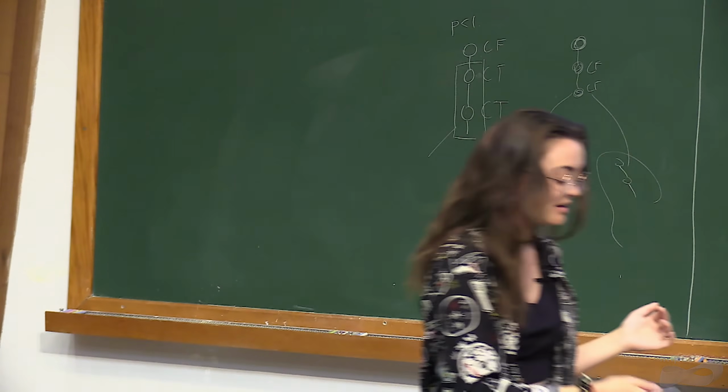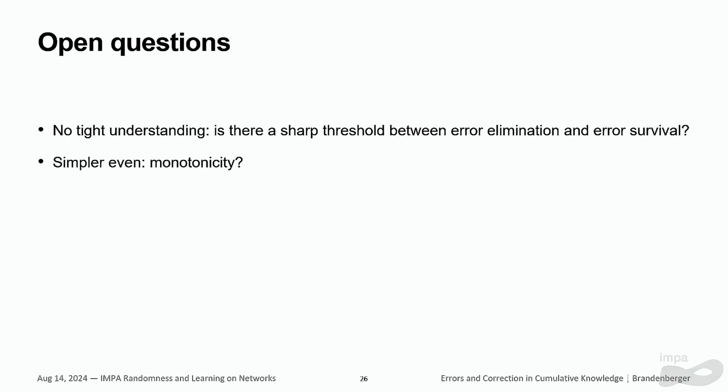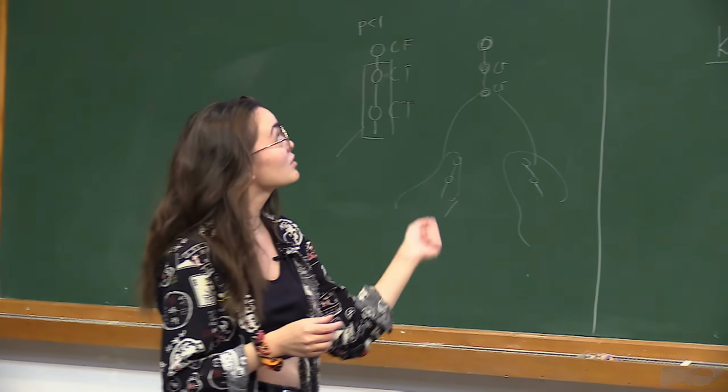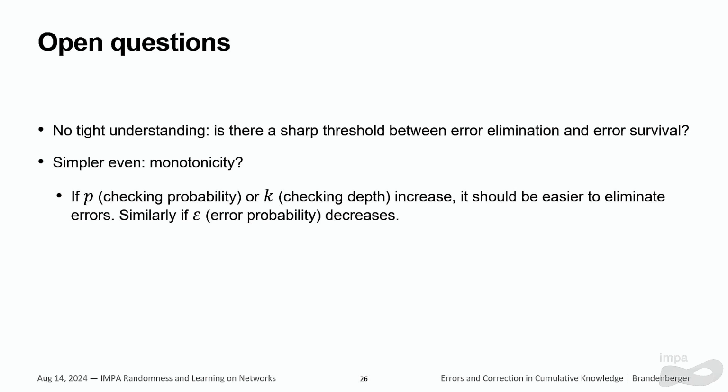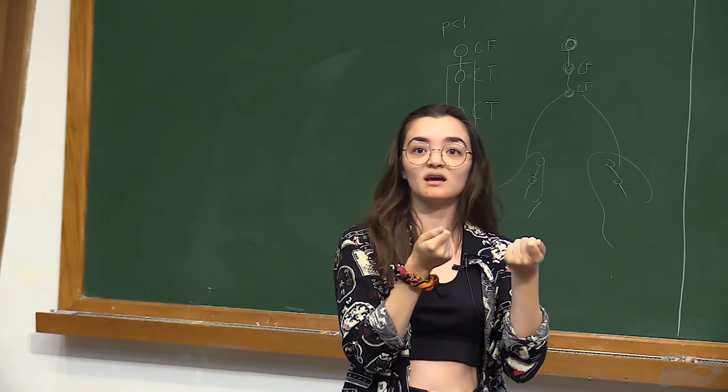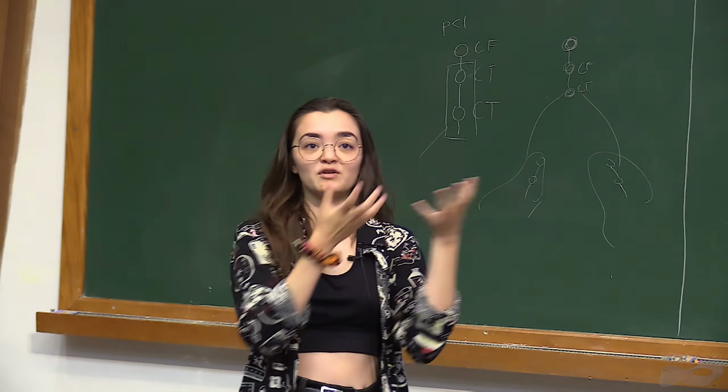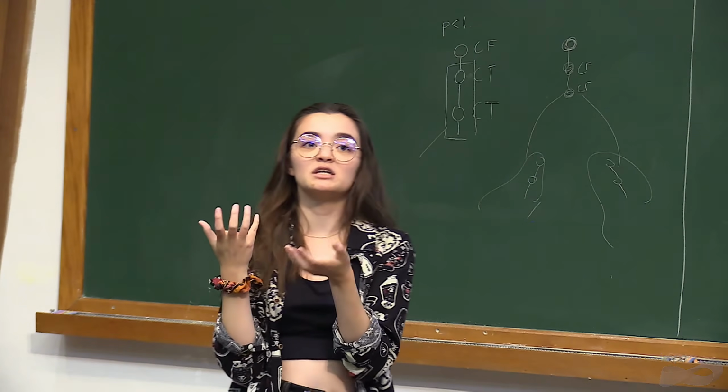And on the way to that, there's also something even simpler. In order to prove some sort of sharp threshold, you would need monotonicity to begin with, right? You would expect that if you increase p and k, so you increase your checking probability and you increase your depth, then it should be easier to eliminate errors. So for specific settings of p and k, if you increase them and you have elimination, you should still have elimination.